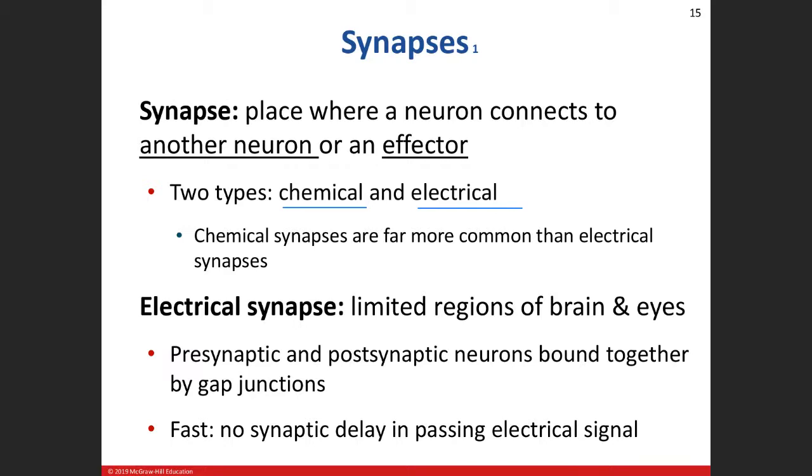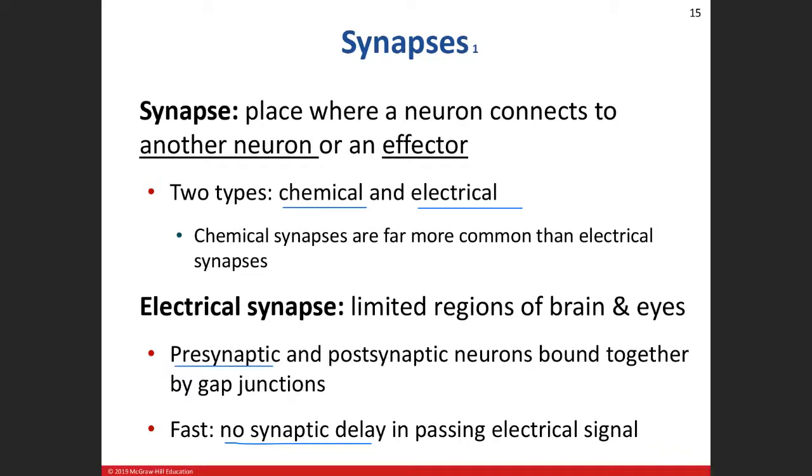All right, and whenever you have a synapse involved, you're going to slow down the nerve signal, the timing of the nerve signal, just a little bit. But with electrical, you don't. There's no delay, okay? No synaptic delay. Because it takes time for us to transform an electrical signal into a chemical one and then back into an electrical signal. And that's what happens at a chemical synapse, okay?